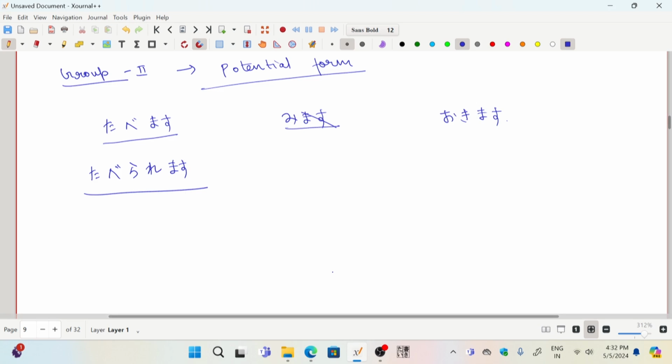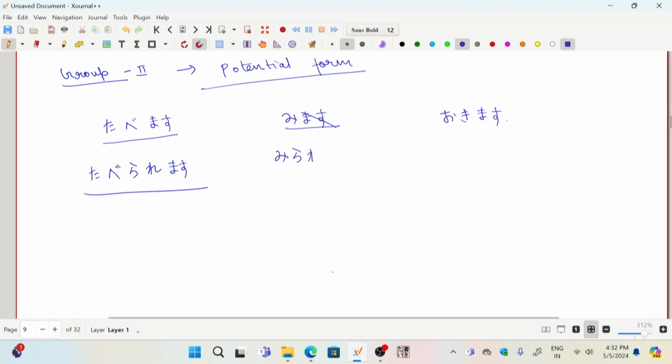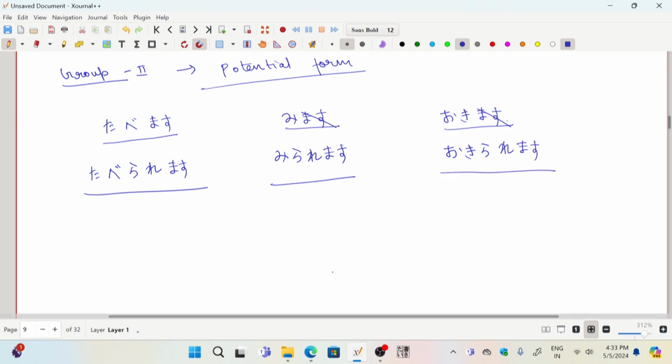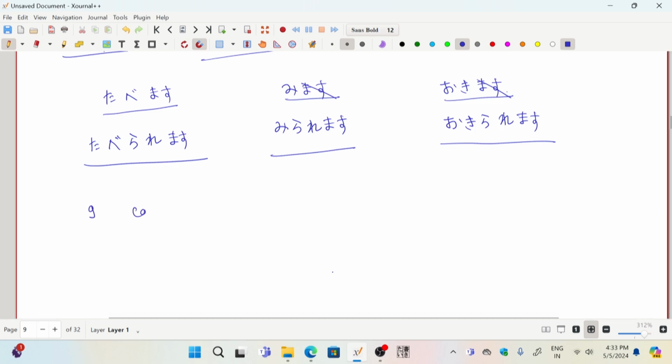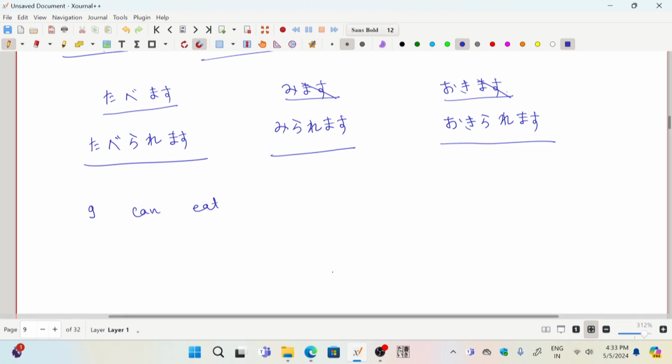Here also we'll cut masu and add raremasu. Mirarem asu, it means can see. Okimasu will also become the same: okiraremasu, I can wake up. So let's make a sentence. If I say I can eat meat, here can is coming with the eat.